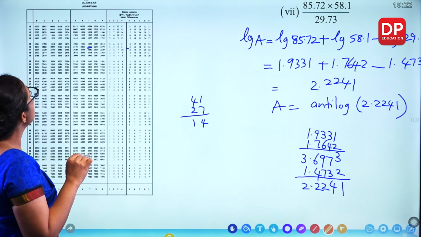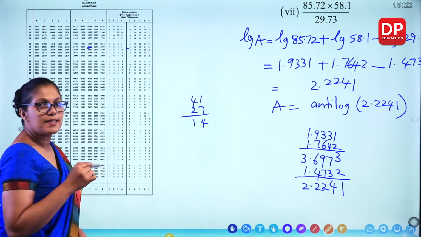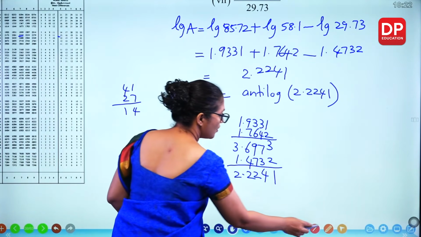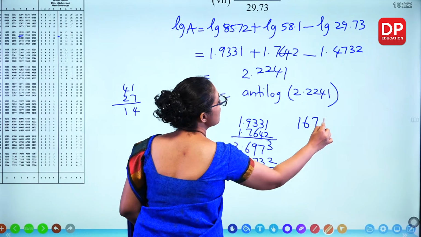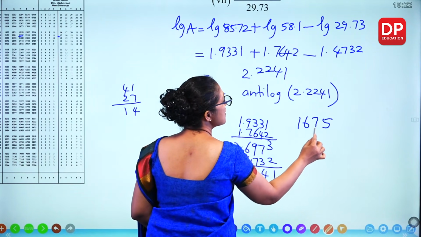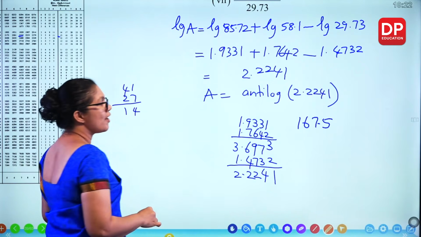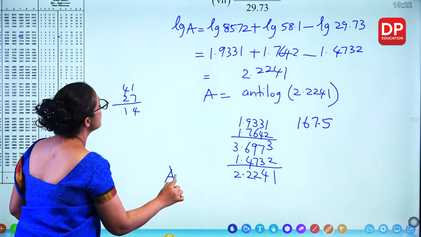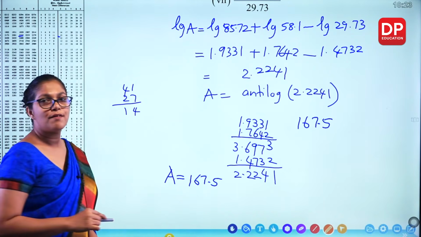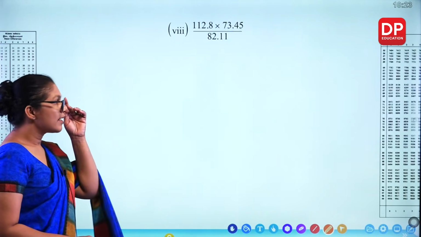That's 1675. 1675 is the answer. The characteristic is 2. So that means 167.5. So the answer is A equals 167.5. Now we'll look at question number 8.